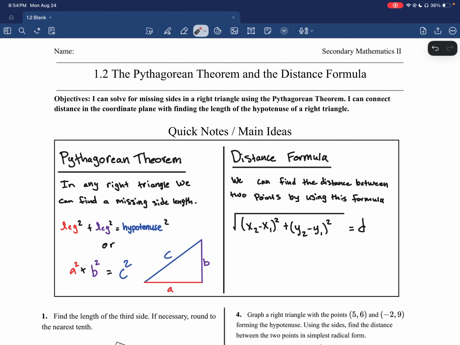I'm going to jump right into it. We're going to go over quick notes. If you need to, you can pause and copy all these down, but I'm going to go through and explain it. Maybe you can write it down as we go through.